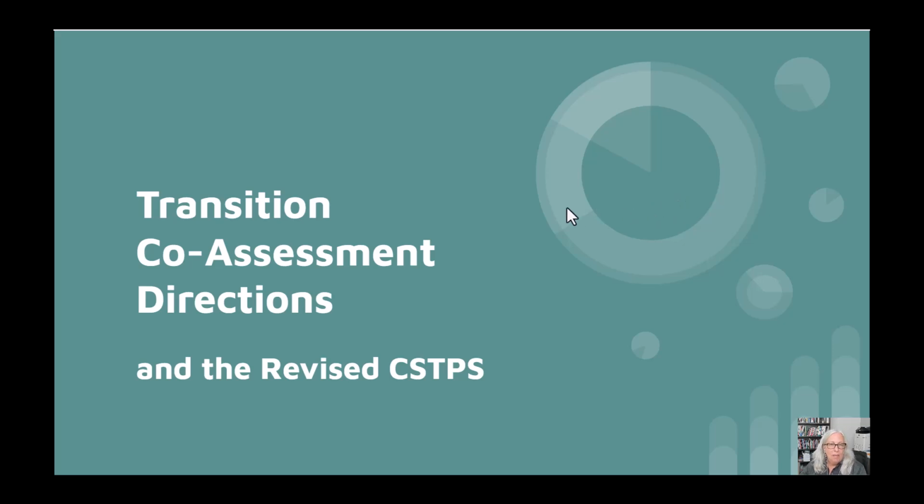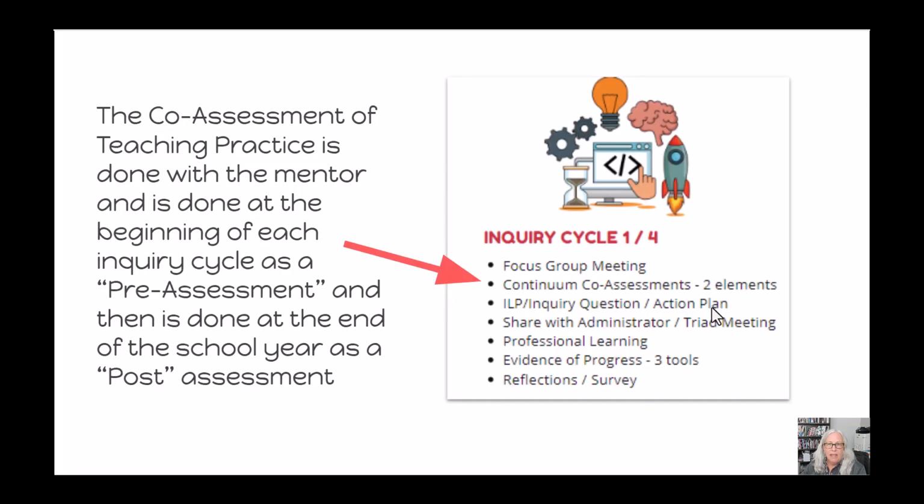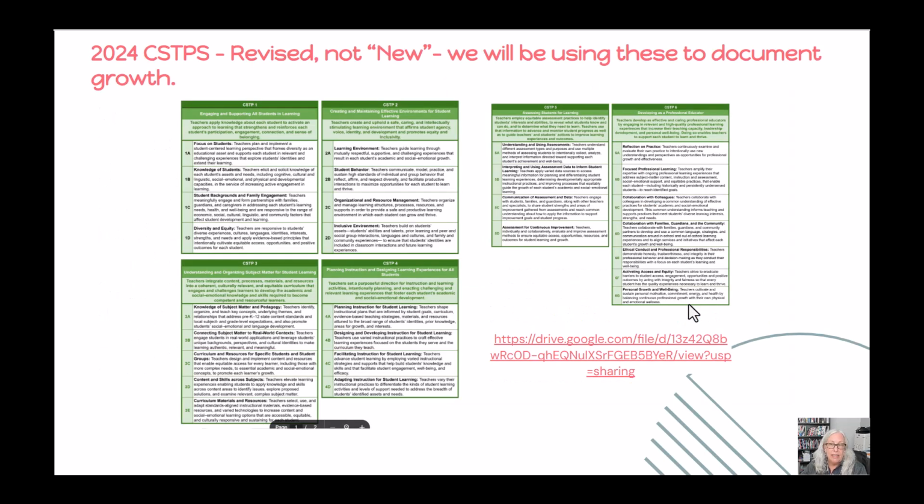Hi, I'm Teresa Shockley, and I'm here to work with you and go over the transition co-assessment directions and the revised CSTPs. The co-assessment of teaching practice is done with the mentor, and it is done at the beginning of each inquiry cycle on a new standard as a pre-assessment, and then it is done at the end of the year with everything that you've done that year as a post-assessment.